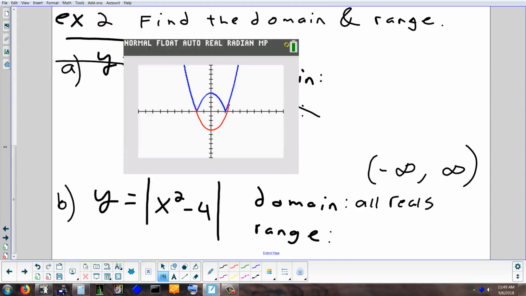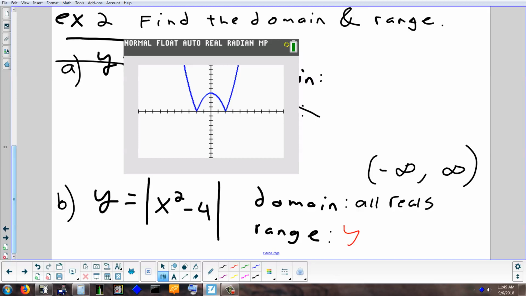Normally it would look like that, but the absolute value takes that negative part and flips it up, because it can't be negative. So looking at it up to down, what's the lowest that my graph goes? Zero. What about the highest? Infinity. It just keeps going.